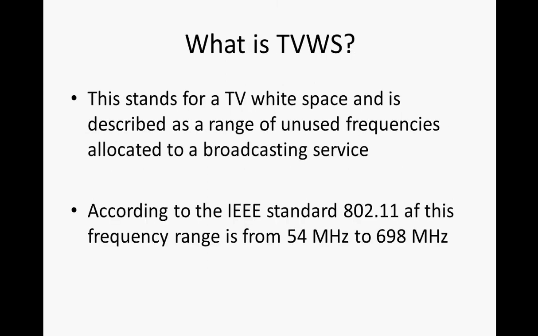You may ask yourself, what is TV white space? Well, TV white space is described as a range of unused frequencies allocated to broadcasting services. According to the IEEE standard 802.11 AF, this frequency ranges from 54 MHz to 698 MHz.